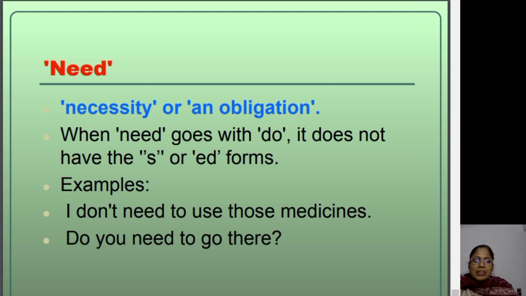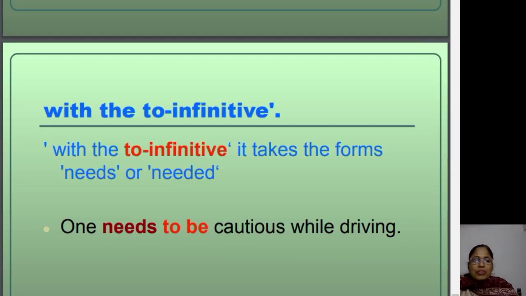Need expresses necessity or an obligation. When need goes with do, it does not have the S or ed forms. For example, I don't need to use those medicines. Do you need to go there? Let us see the usage of need along with the to form of verb, that is the infinitive. With the to form, that is infinitive, it takes the forms needs or needed. One needs to be cautious while driving.